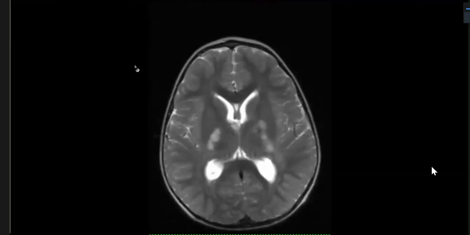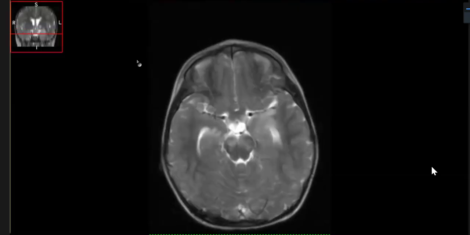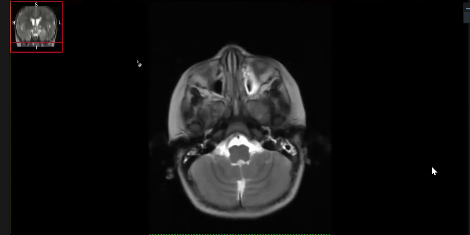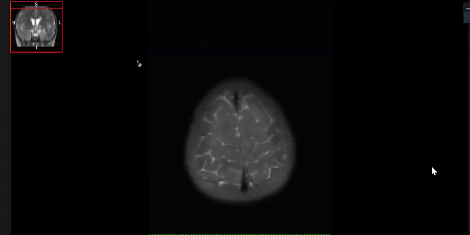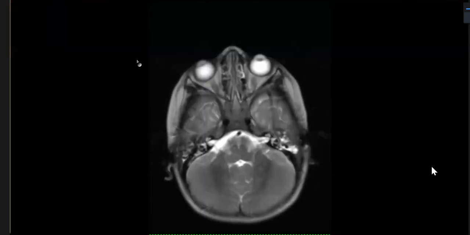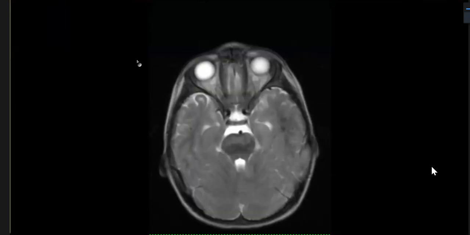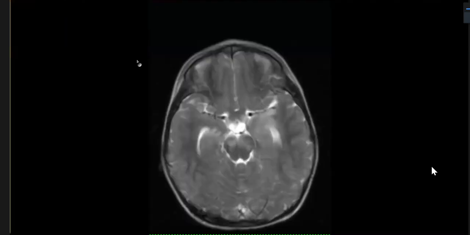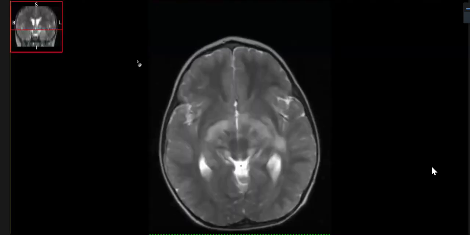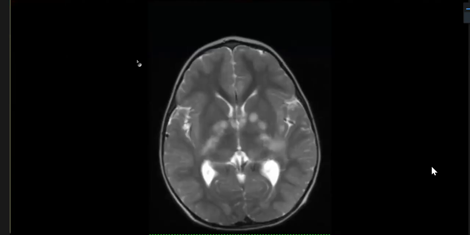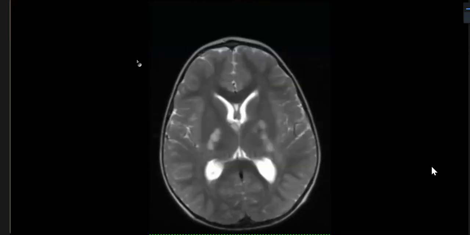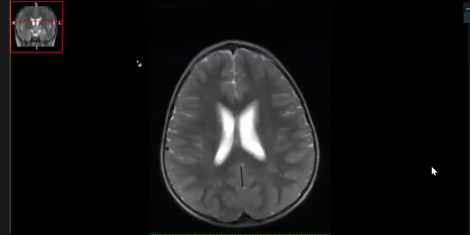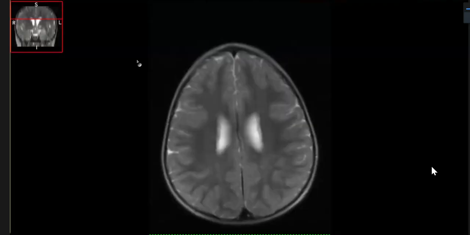1 month old baby. I am presented with the MRI axial T2 weighted images of a 1 month old baby, in which I can see hyperintense signals within the basal ganglia, in the medial temporal lobes bilaterally, and in the posterior limb of the internal capsules, which are nodular, rounded lesions.